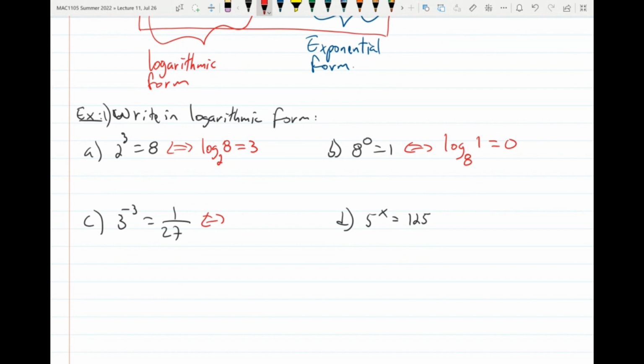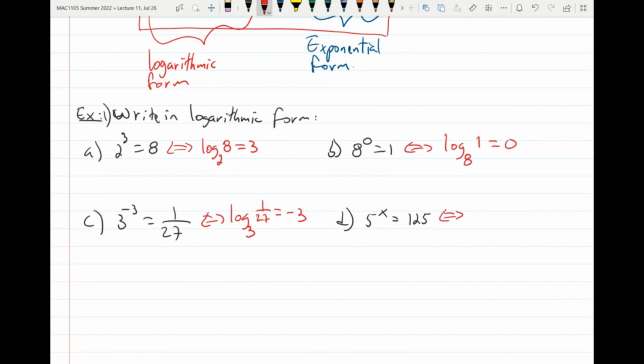How about the next one? Log base 3 of 1 over 27 equals -3. Good. Do you understand how to do this? Yes or no?